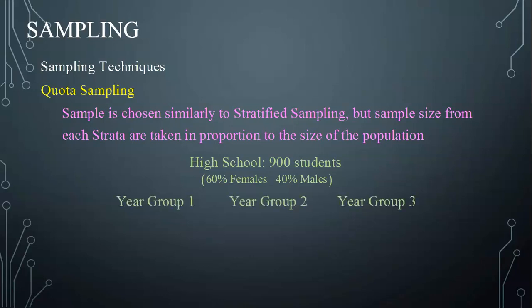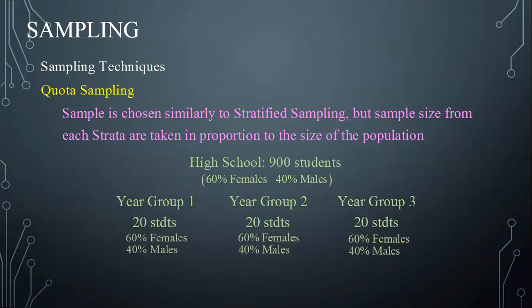Then, given our three strata that are formed by the 3 year groups available at this high school, and the 20 students that we select randomly from each stratum, we make sure that the 20 students include 60% females and 40% males, so that when we put the sample of 60 students together, the sample also includes 60% females and 40% males, just like the given population.